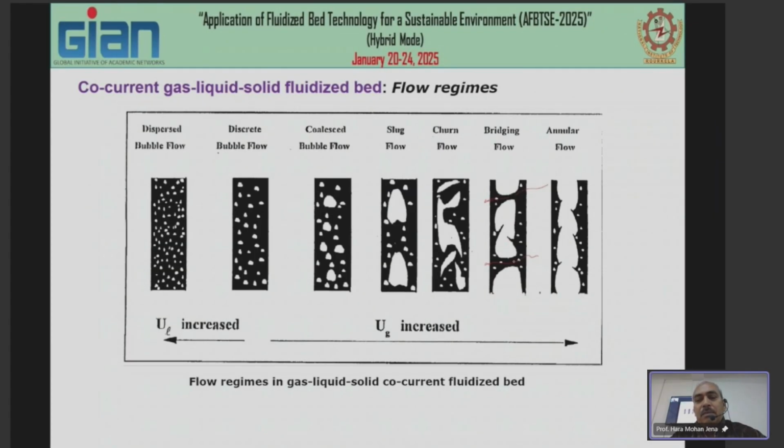Then with further increase in the gas velocity, we get annular flow. That means the liquid is just in contact with the wall of the vessel, and the gas phase entirely occupies the central region of the bed. This is annular flow.